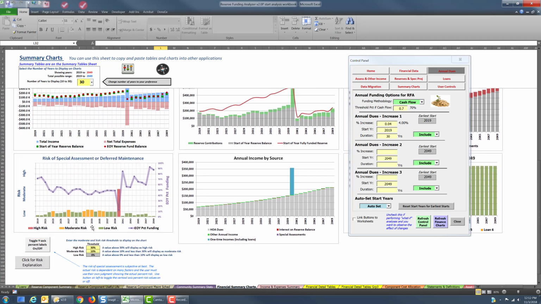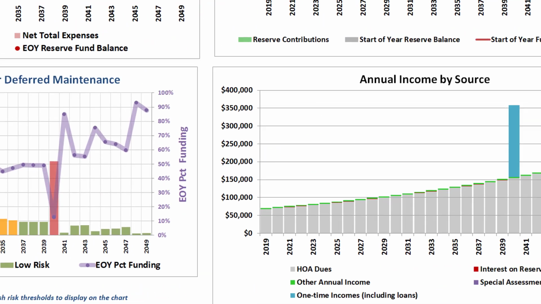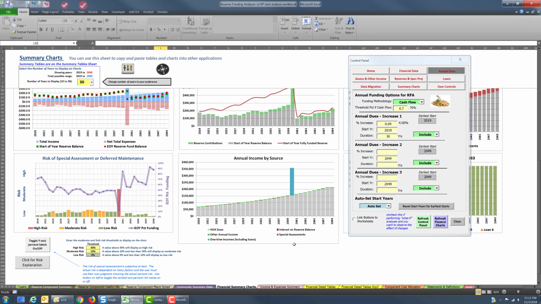It's not too bad. We're running a moderate risk out in these years of 2031 to 2033. We have a high risk in 2040, but that's because of that enormous expense that we have to resurface the roads. Here in this chart of the annual income by source, you can see we have a one-time income, which includes the infusion of capital in order to pay for the roads occurring in 2040. But in this example, even with the loans, we're able to keep our HOA dues a little bit lower than otherwise would have been expected.